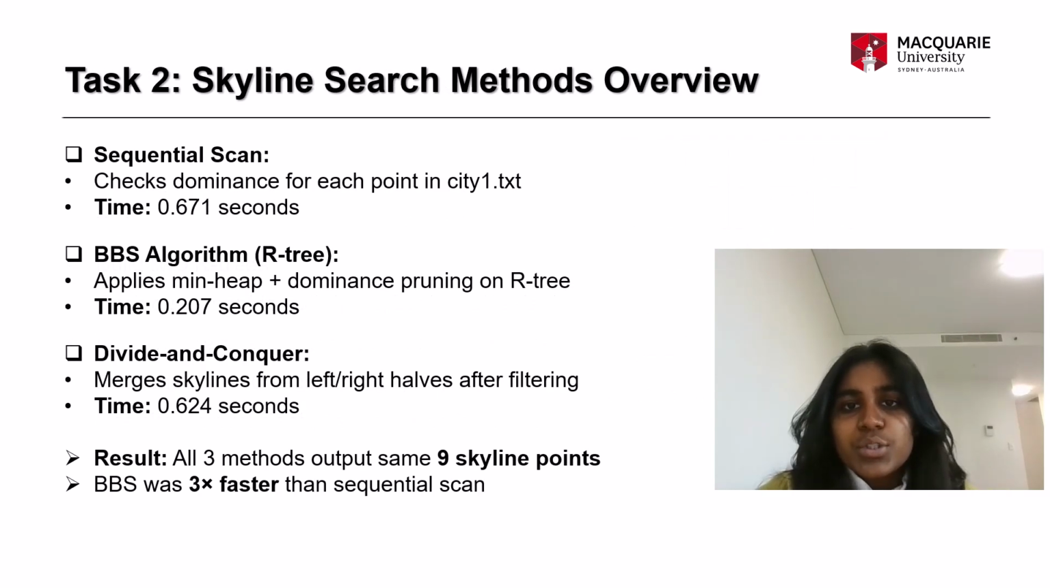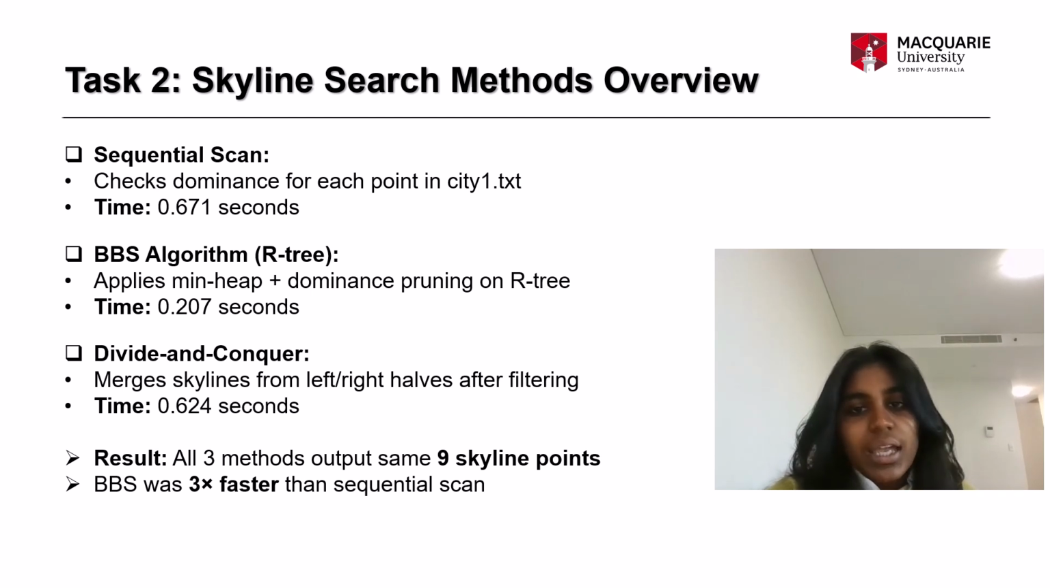In task 2, the goal was to compute skyline points. Those are points not dominated by any others. Here, we tested three algorithms: sequential scan, BBS, and divide and conquer. In sequential scan, we checked each point against every other, which took a runtime of around 0.671 seconds.